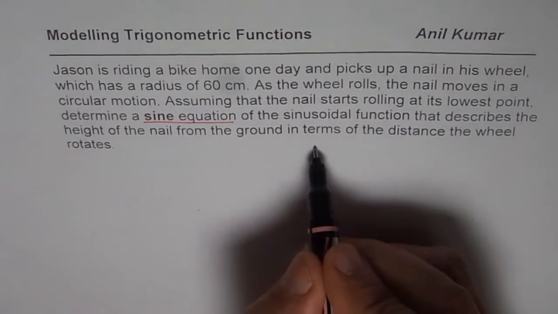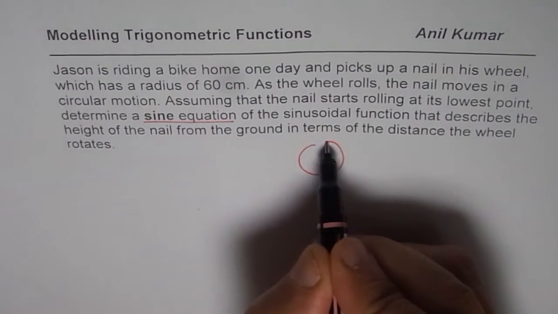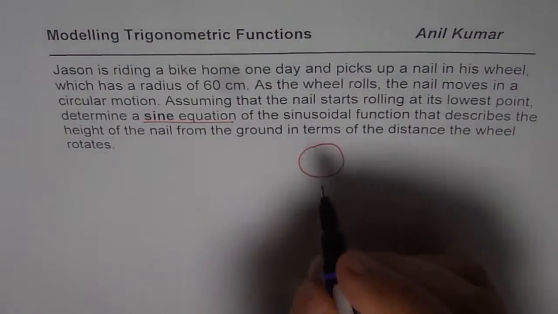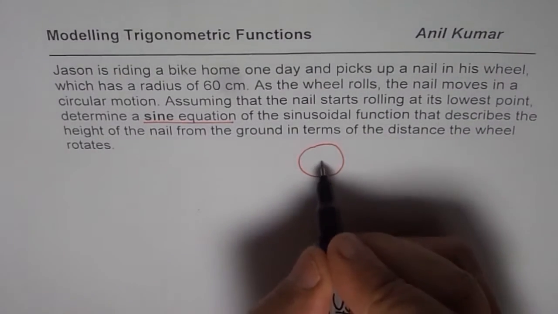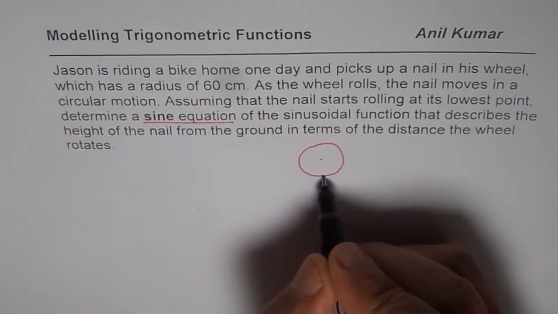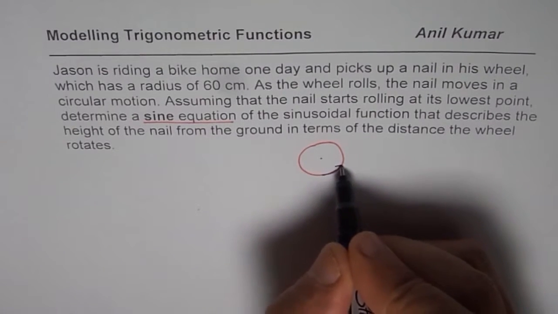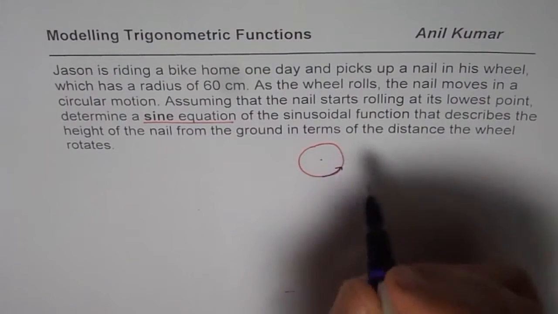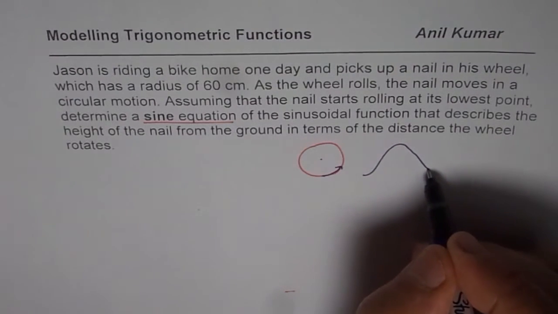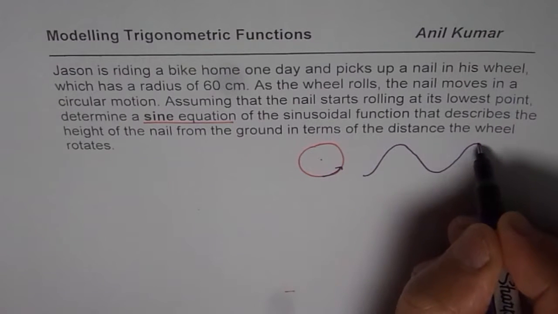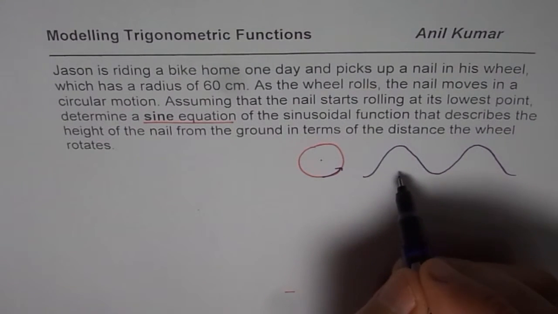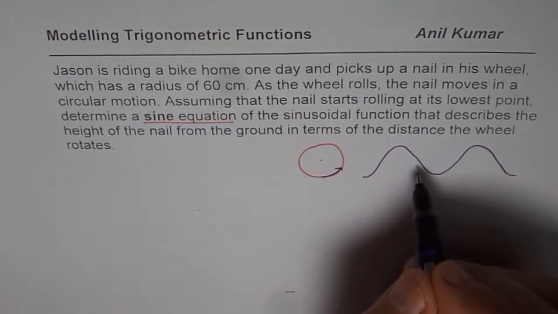So it's kind of like this. Let's say that's the wheel. And on the wheel, while riding, the nail gets stuck here, right? So this is the wheel which has radius of 60. So as the nail gets stuck here, it moves along the wheel upwards. So that will result into a sinusoidal function which will be kind of like this, where this is the height of the function of the nail at any instance of time.